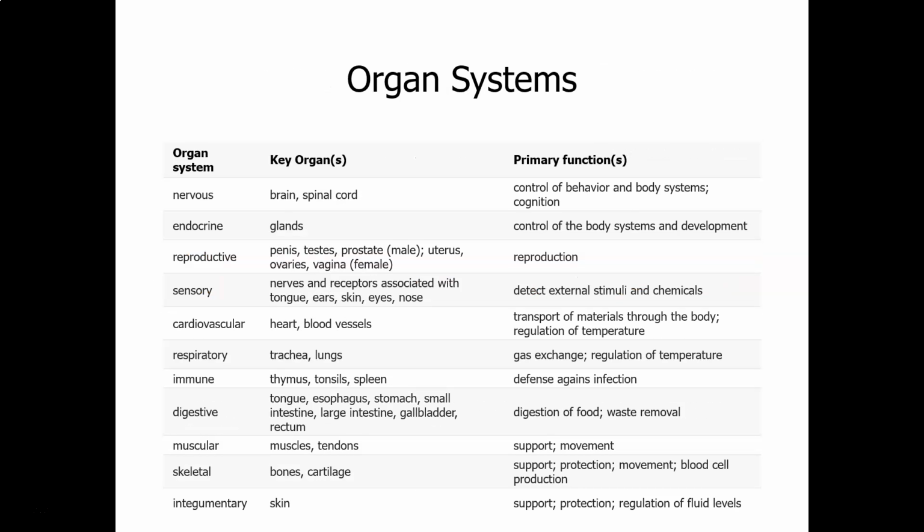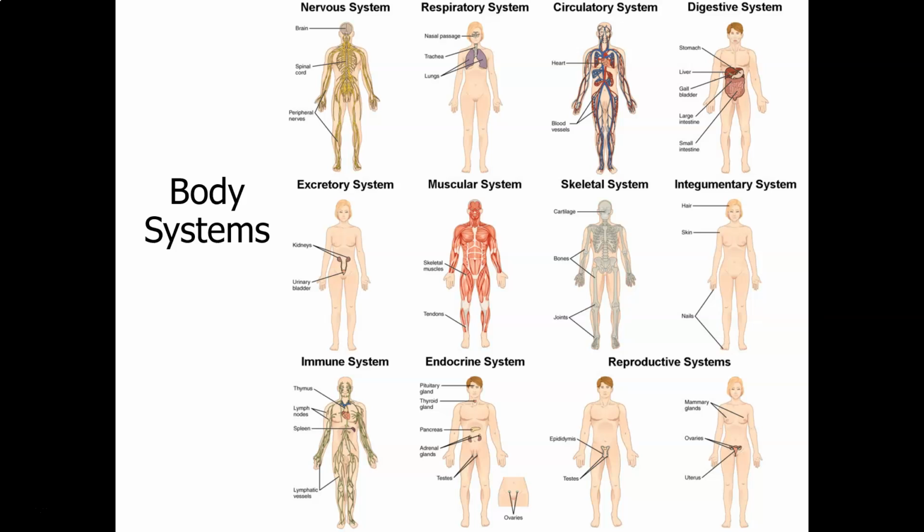This is a list of all 11 body systems. Well, I think the list is longer here because they have classified sensory separate from nervous. We normally put them both together in the nervous system, but we have the nervous system, the endocrine system, the reproductive system of the male and the female, the cardiovascular, the respiratory, the immune system, digestive system, muscular, skeletal, and integumentary systems. This is a picture of the body systems.